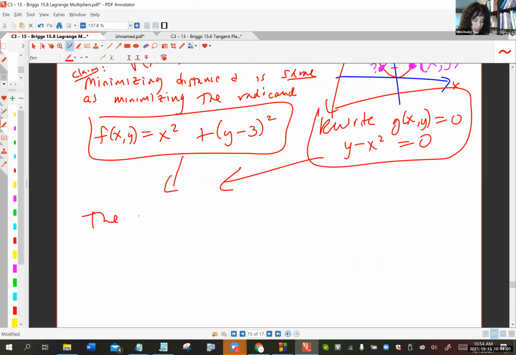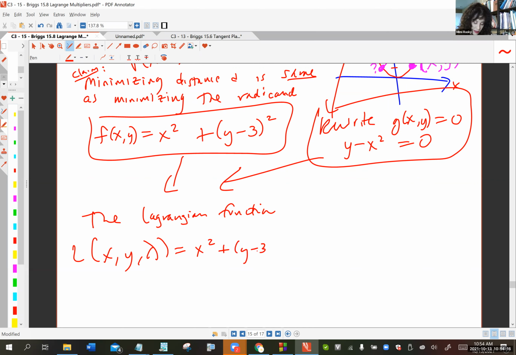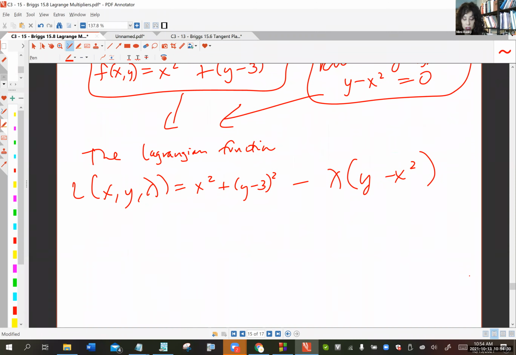So the Lagrangian, as Professor Vallone would say, the big mother of a function here, L(x, y, lambda), is going to be the function we're doing calculus on, minimizing the distance, minus lambda times your constraint. So it looks like that: x squared plus the quantity y minus 3 squared, minus lambda times the quantity y minus x squared. Go do stuff on that.